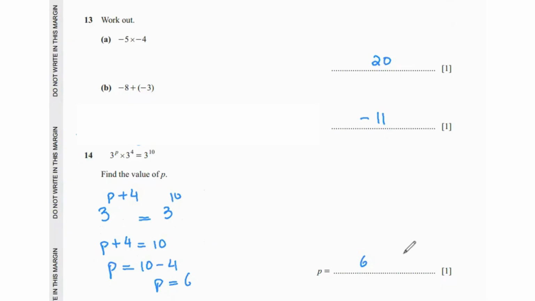So first thing, whenever similar bases are being multiplied, you add the powers. If similar bases are being divided, you subtract the powers. The base does not change. What changes is the power. Then once you have combined the powers, if there's a similar base on both sides of the equal to sign, we can put the powers equal to each other. And with that, you can find the value of p.